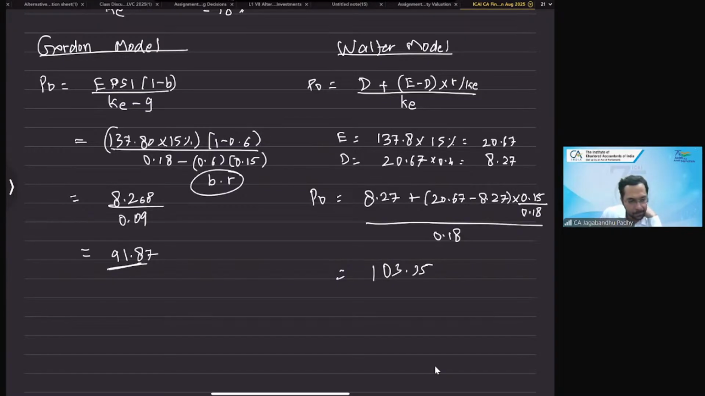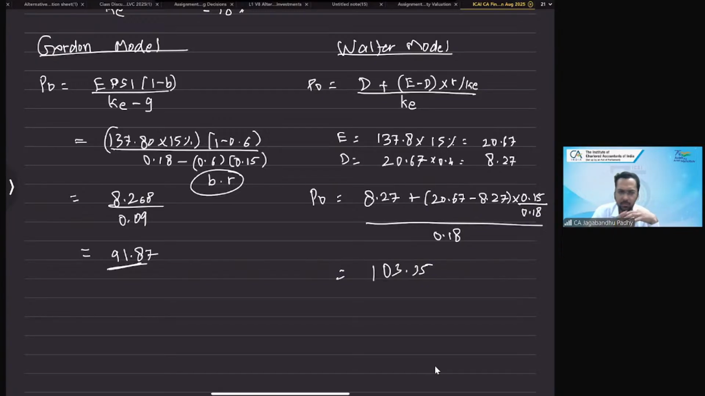Sir, which model is good here, sir? The Gordon model is saying 91.87. The Walter model is saying 103.35. Correct. So different valuation models will obviously have different values. It's not that one typical value will be acceptable, right?